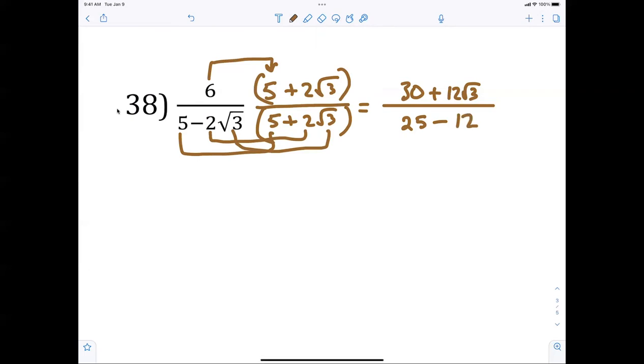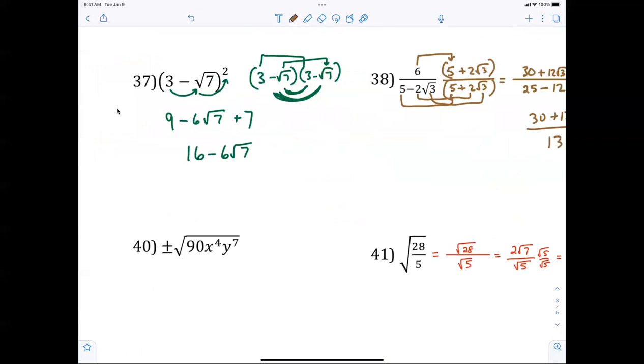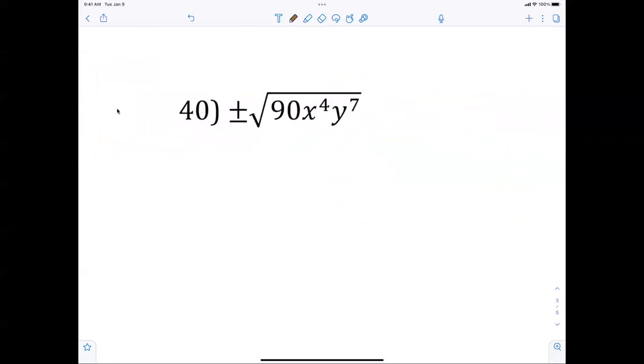All right. So now I end up with 30 plus 12 radical 3 over what? 13. Yay. All right, here we go. Let's knock out 40. All right, we've done 90 a bunch. What's in 90? 9 and 10. Leave x to the 4th alone, but y to the 7th breaks down to what? 6 and 1. Thank you very much.